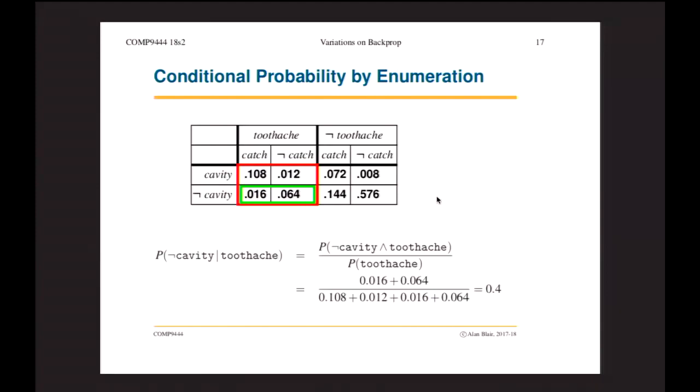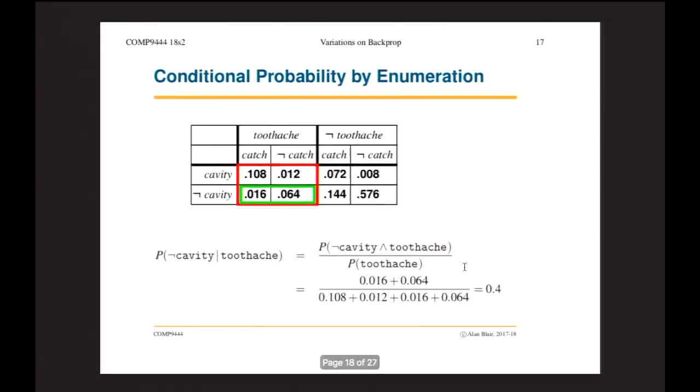Okay? And when you work this out, it turns out the top is 0.08 and the bottom is 0.2, and so the ratio is 0.4. So 40% of people who come in with a toothache don't have a cavity, which means that of the people who come in with a toothache, what fraction of them do have a cavity? 60%. Good. You're awake.